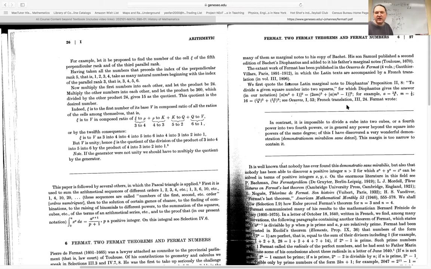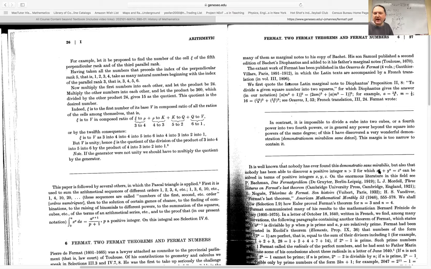He says, in contrast, it's impossible to divide a cube into two cubes or a fourth power into two fourth powers, or in general, any power beyond the square into powers of the same degree. Of this, I have discovered a very wonderful demonstration. The margin is too narrow to contain it. This is, again, Fermat's excuse. He may have thought that he had proven this, but given what happens in history afterwards, there's no way that Fermat actually had a proof of this result.